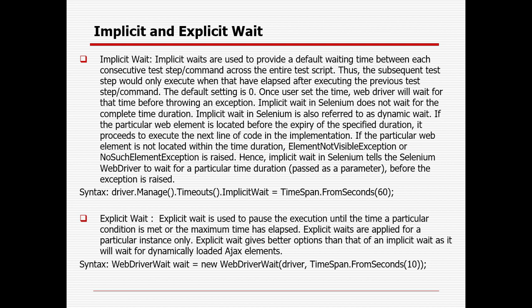Implicit wait in Selenium does not wait for the complete time duration. Implicit wait in Selenium is also referred to as dynamic wait. If the particular element is located before the expiry of the specific duration, it proceeds to execute the next line of code in the implementation. If the particular web element is not located within the time duration you are giving, an element not visible or no such element exception will be raised, right? Hence, implicit wait in Selenium tells Selenium WebDriver to wait for a particular time duration, passed as the parameter, before the exception is raised.